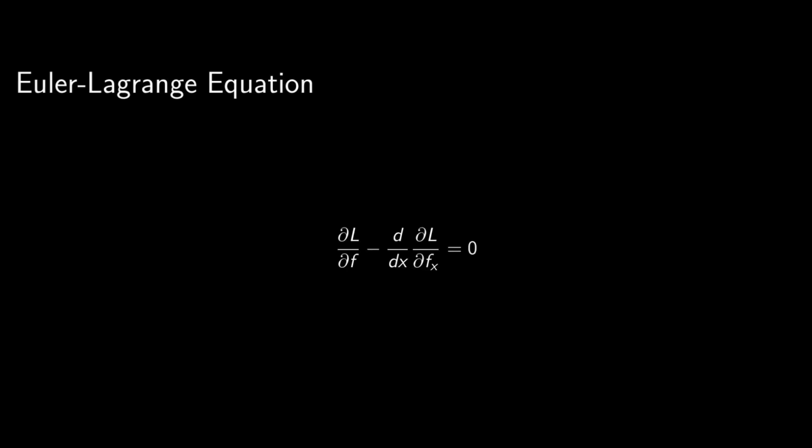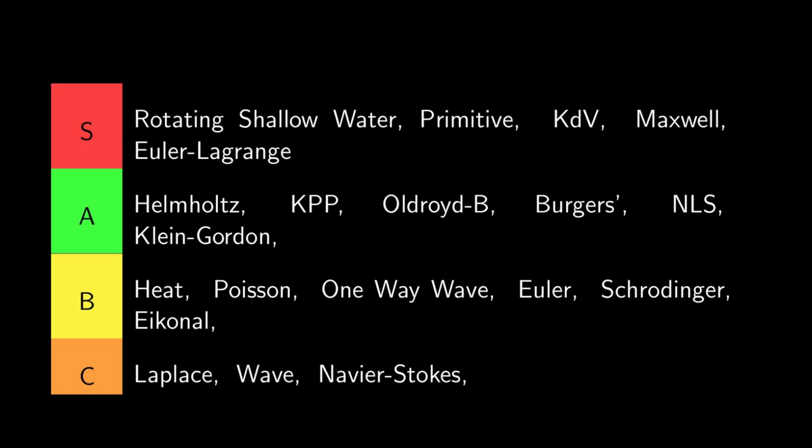Euler-Lagrange. Including this feels like cheating, since it's more of a framework to derive PDEs from the principle of least action than an equation proper. But it has a definition as such, so I'm including it on this list. Since it can generate a whole bunch of other PDEs on this list, it has to belong in S tier. But in the same way that using a cheat code is an S tier strategy in a video game.